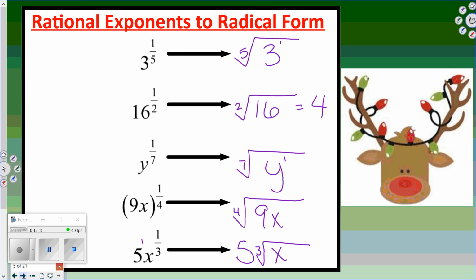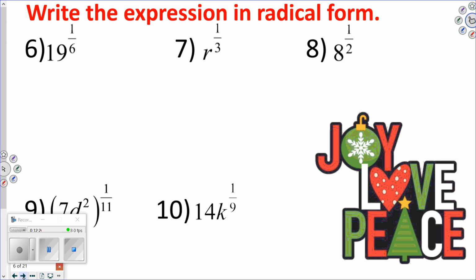All right, your turn to practice. 6 through 10. Take a minute, rewrite those. Taylor, you look thrilled. Can you tell me number 6? How do you say this? The 6th root of 19. Good. Dakota, give me number 7. Good. The 3rd root of r, or the other way we could say that is the cubed root of r. Yeah, it's got the other word on there. Adrian, number 8.